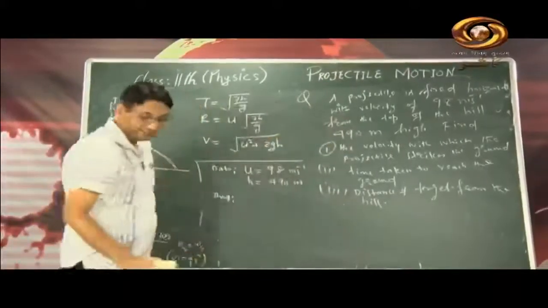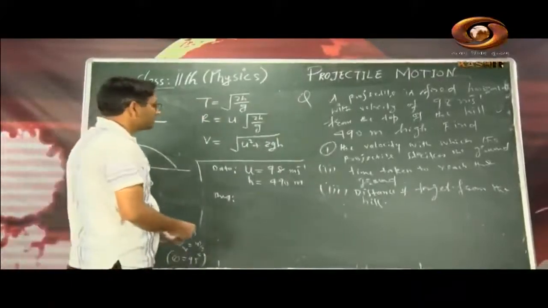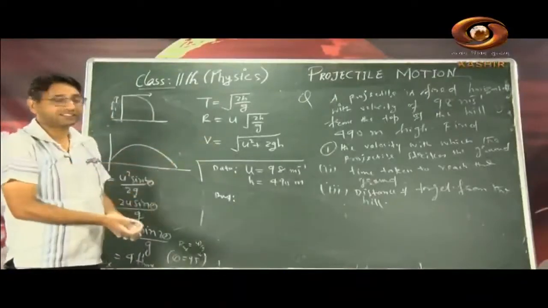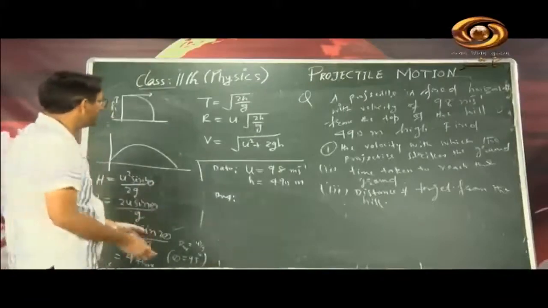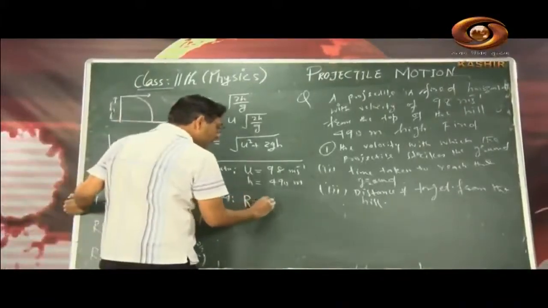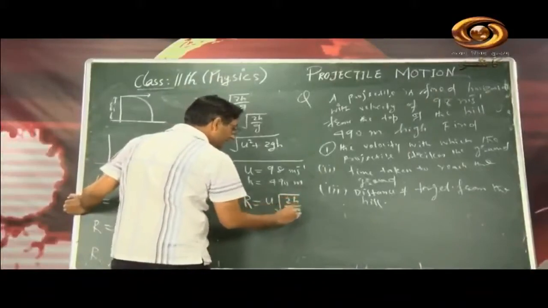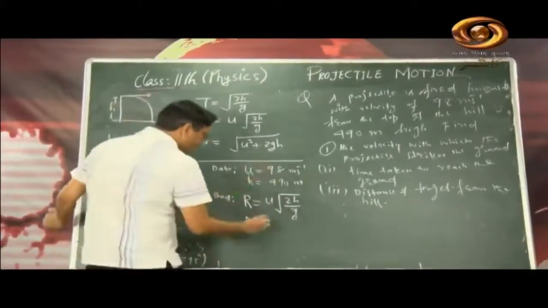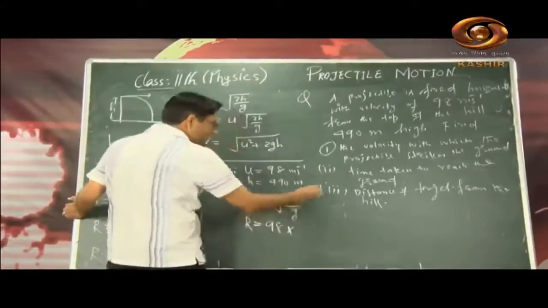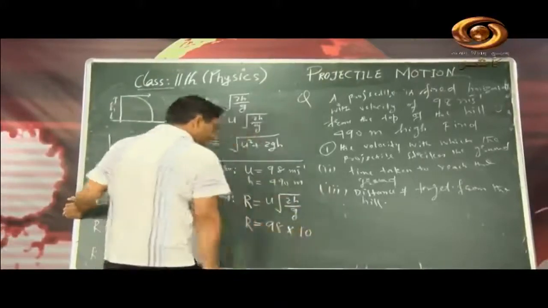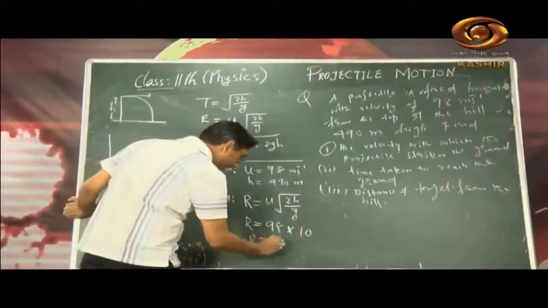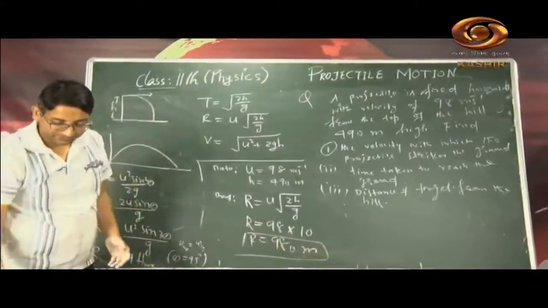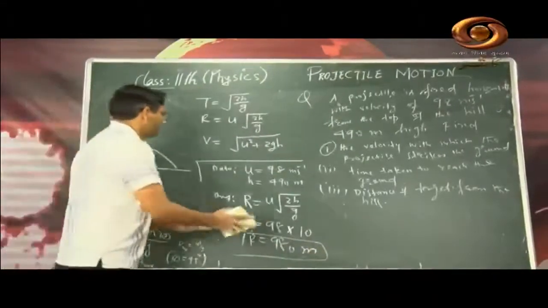What is it asking us? It asks for the distance of the target from the hill. The hill is where it has been launched, and the target is where it hits. So this is nothing but range. We are indirectly asked to find the range. For range we know the formula is R is equal to u under root of 2h by g. So R is equal to u, the initial velocity, which is given as 98, times under root 2h by g, which in the previous question was the time of flight, 10. So R is equal to 980 meters. This is the range. We solved this question as well. Got it, my dear students?